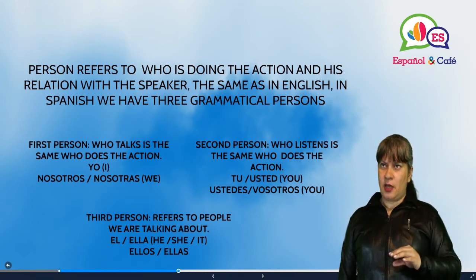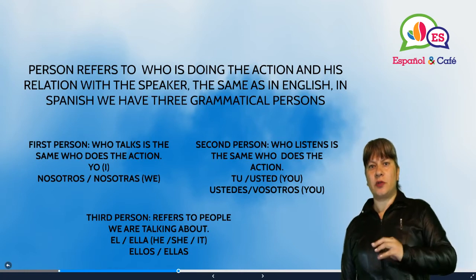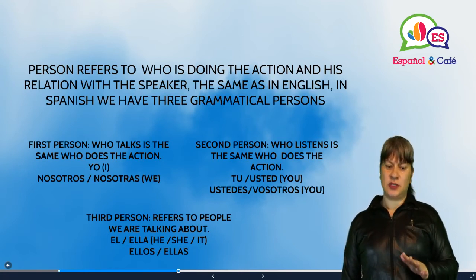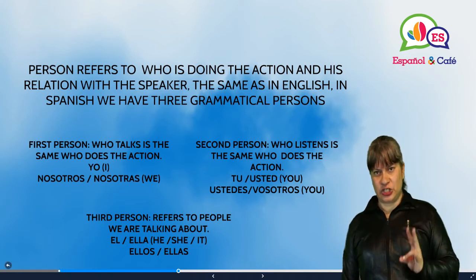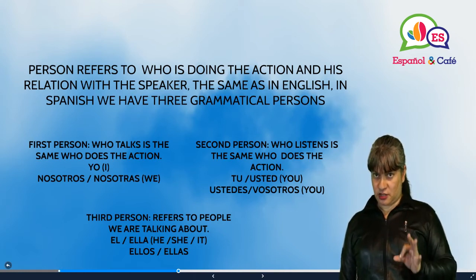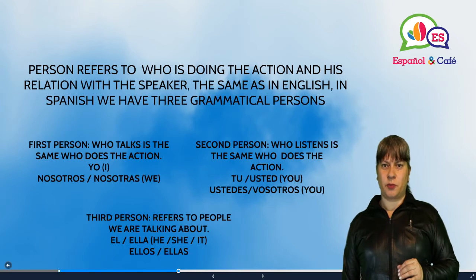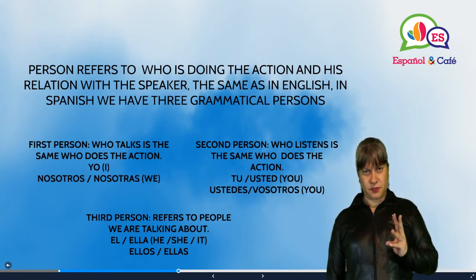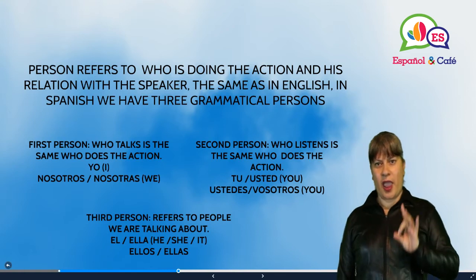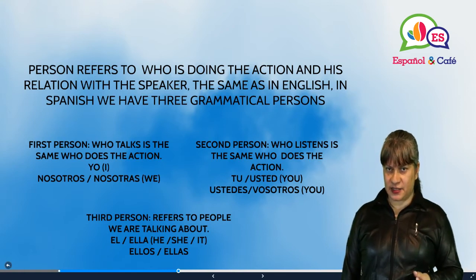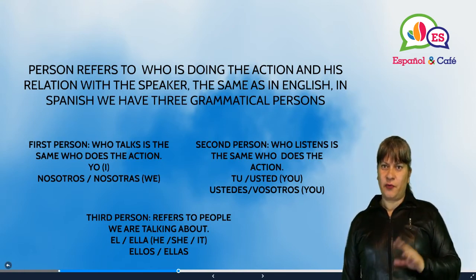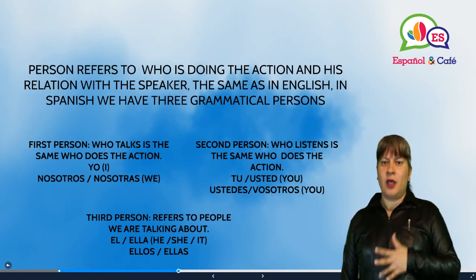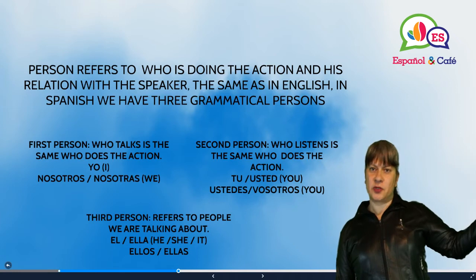The third person refers to a person outside of the conversation who does the action. That is, the person we are talking about is not in the conversation. The third person in English are he, she, and they. It is used in a neutral position. In Spanish, we have él, ella, ellos, ellas. They refer to male or female, singular or plural, according to the third person we are talking about.